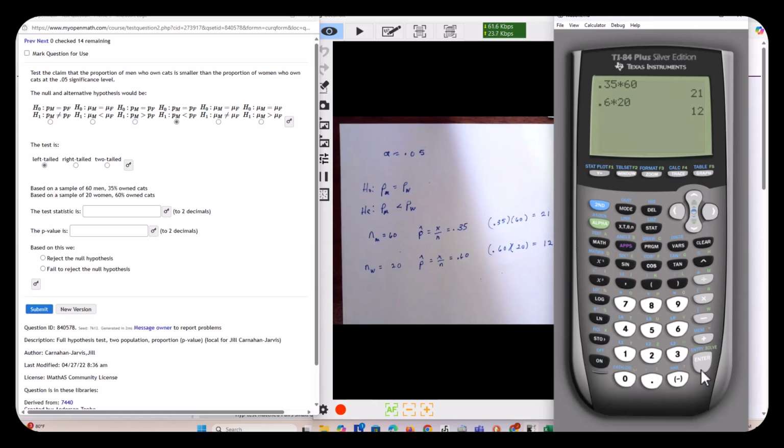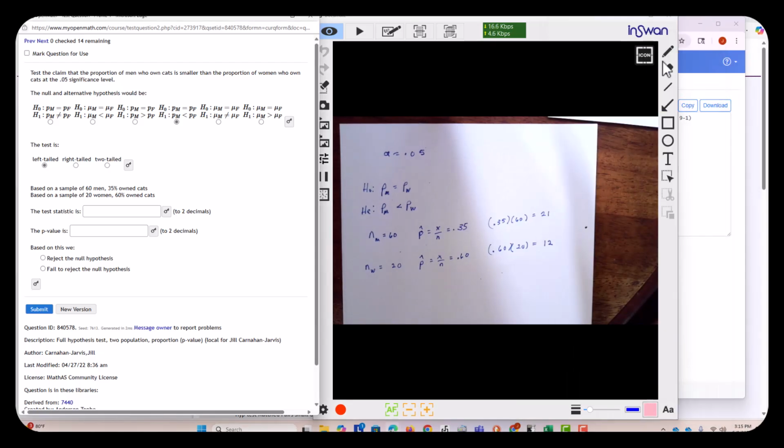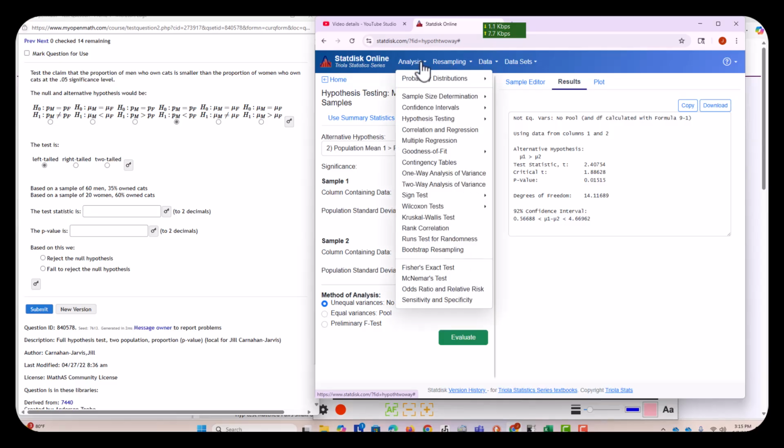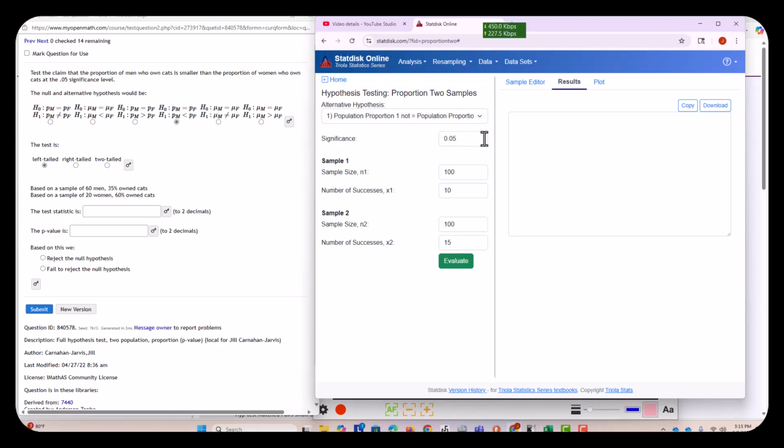So remember, if these come out to a decimal, I would go ahead and round it up to the next number and see what StatDisk gives you. And if it marks you incorrect, just please shoot me an email. So StatDisk: analysis, hypothesis testing, proportion, 2 samples.